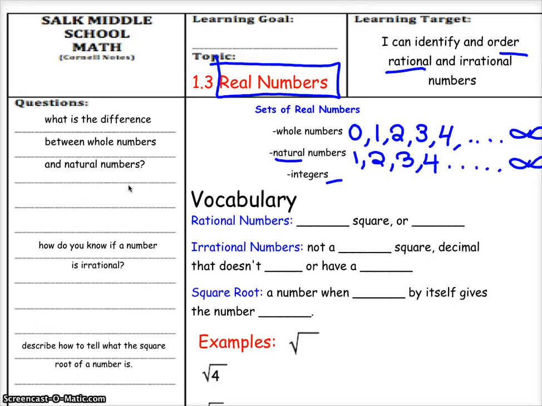Integers are, the technical definition is a whole number and their opposites. So you just need to know it's negative numbers and the natural numbers. No decimals, no fractions. It goes from negative infinity to positive infinity.